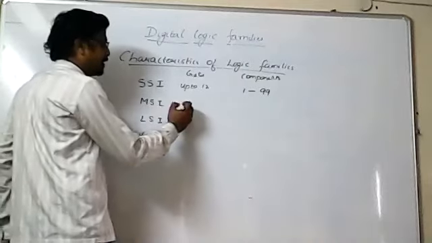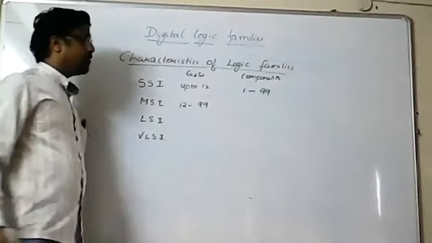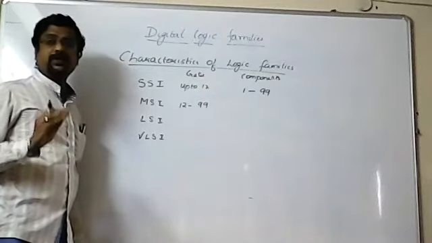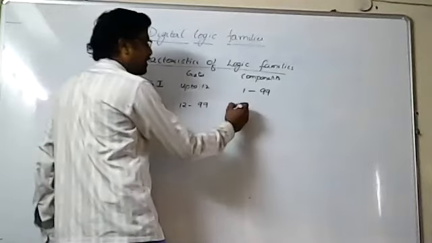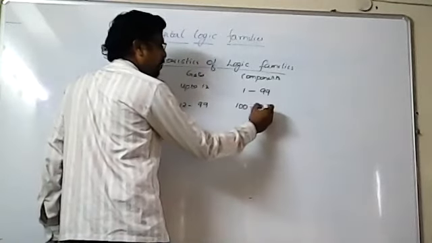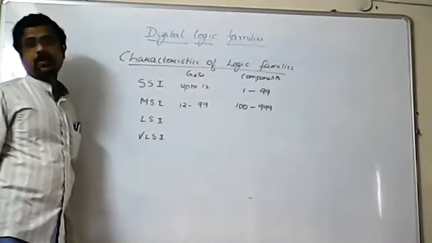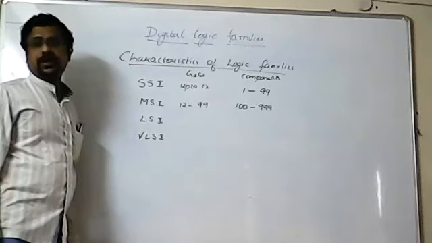In medium scale integration, gates are from 12 to 99. So the minimum number is 12, and the maximum number of gates I can use is 99. Similarly for components, the minimum is 100 components and the maximum is 999 components. If the design is in this range, that is called medium scale integration.